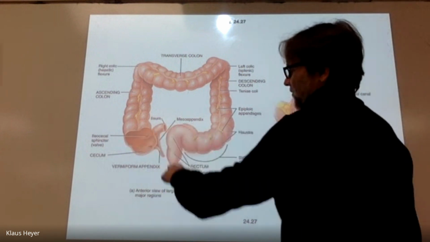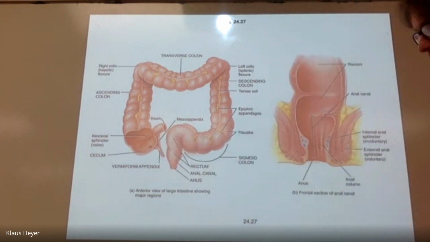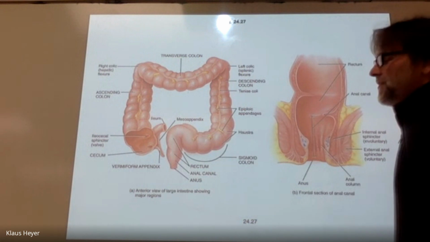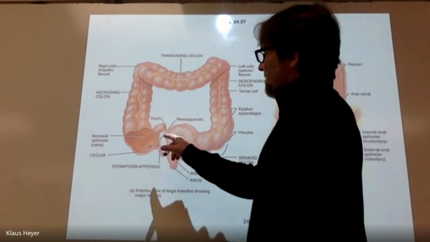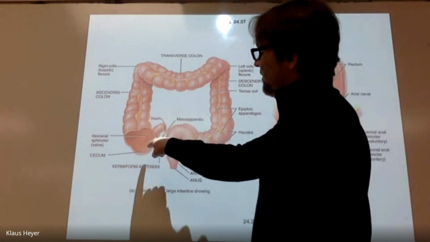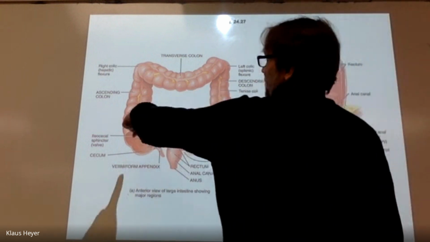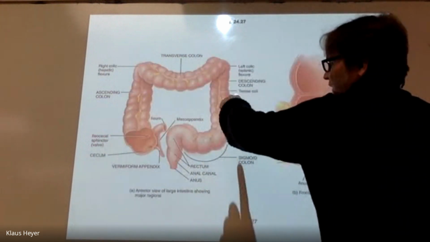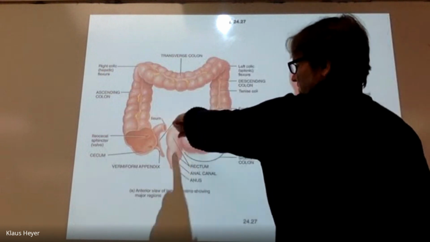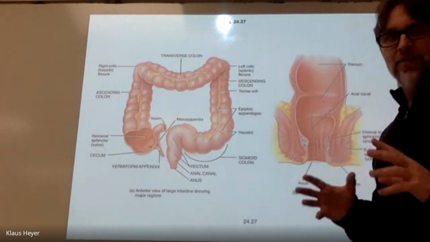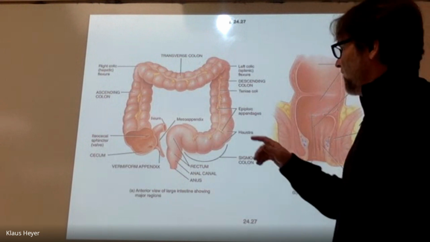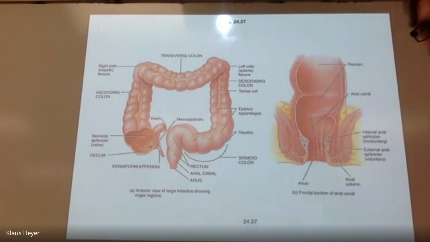There's your appendix. That's filled with lymphatic tissue. This is called the cecum. That's more for lab. Then it's going to ascend, transverse, descend, and then right here where it makes a P-trap, like under your sink, that's called the sigmoid colon.